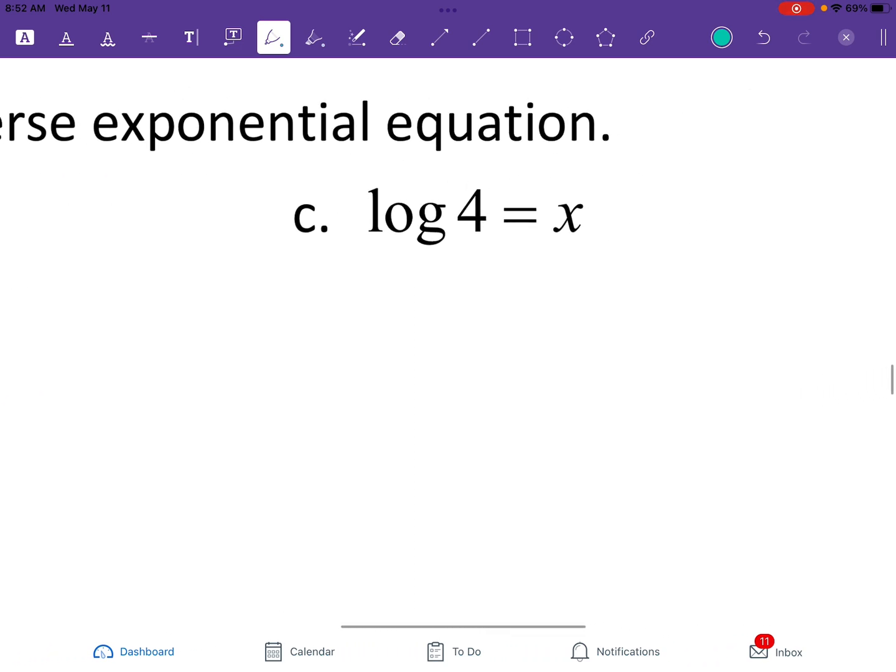Now this log doesn't have a base written down. We've talked about this in class as well. If it doesn't have a base written down, it's automatically assumed it is a 10. So when we smash the log, the 10 goes over, becomes the base of the exponent x, which equals 4.